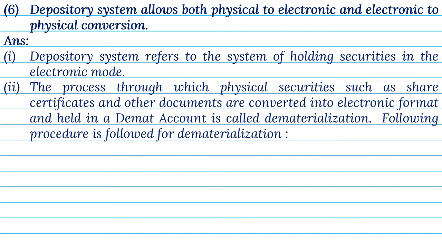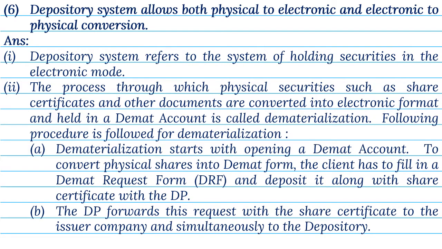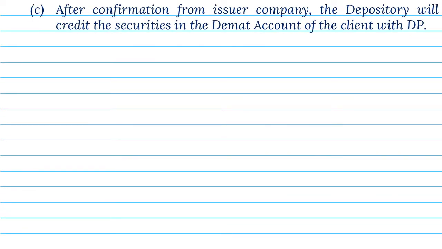Following procedure is followed for dematerialization. A. Dematerialization starts with opening a demat account. To convert physical shares into demat form, the client has to fill in a demat request form, DRF, and deposit it, along with share certificate, with the DP. B. The DP forwards this request, with the share certificate, to the issuer company, and simultaneously to the depository. C. After confirmation from issuer company, the depository will credit the securities in the demat account of the client, with DP.